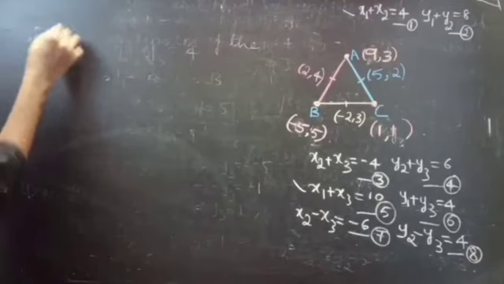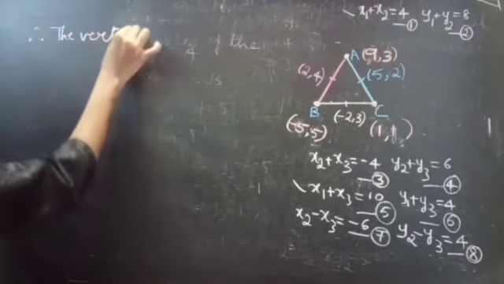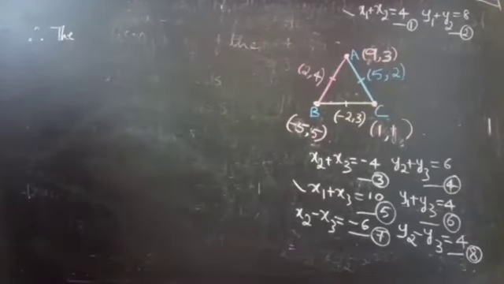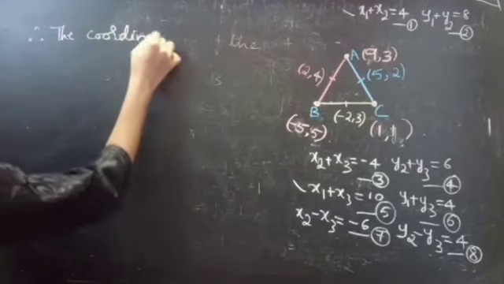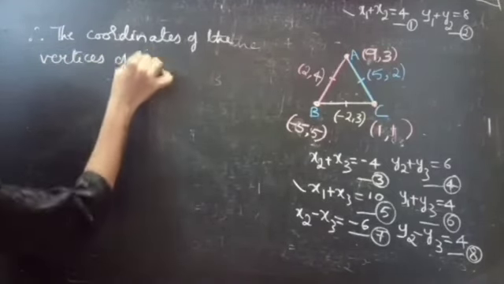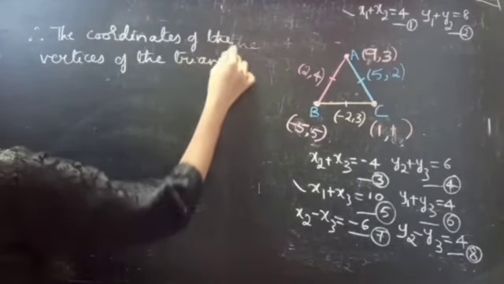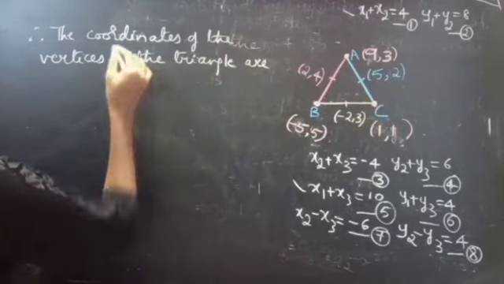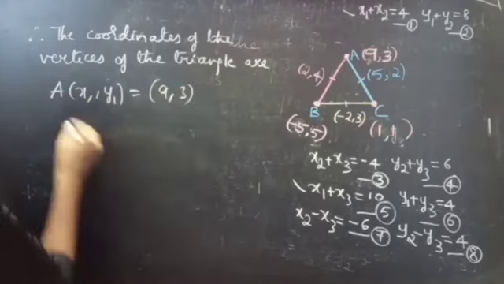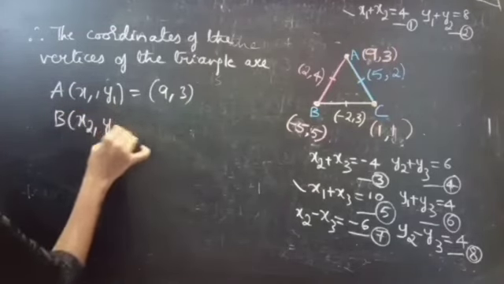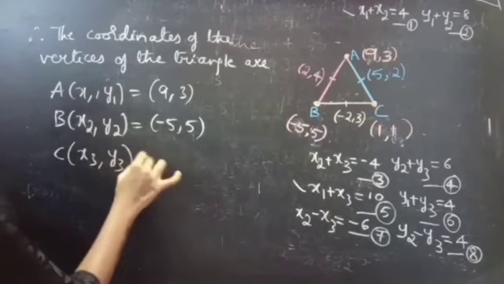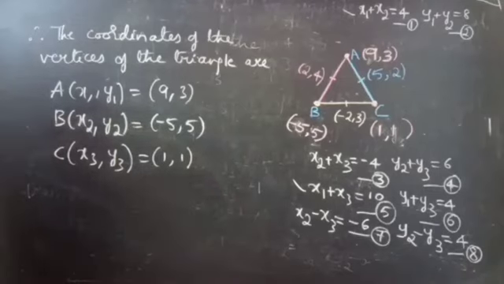Therefore, the coordinates of the vertices of the triangle are A(x1, y1) equals (9, 3), B(x2, y2) equals (minus 5, 5), and C(x3, y3) equals (1, 1). Okay, this completes the problem.